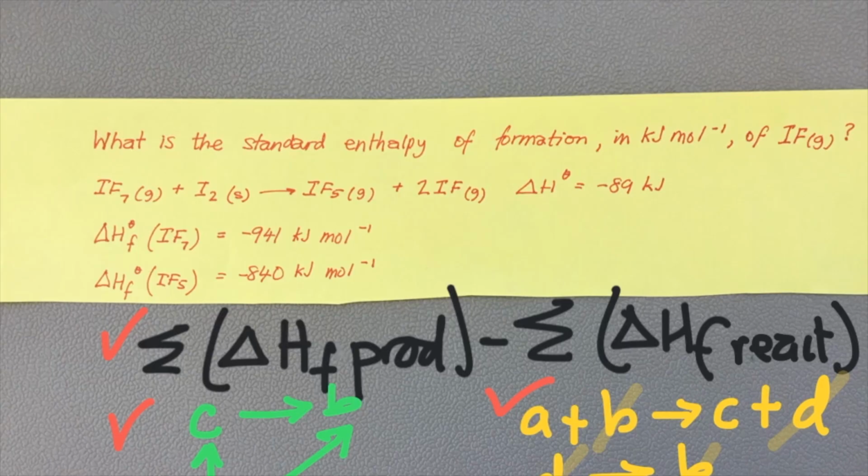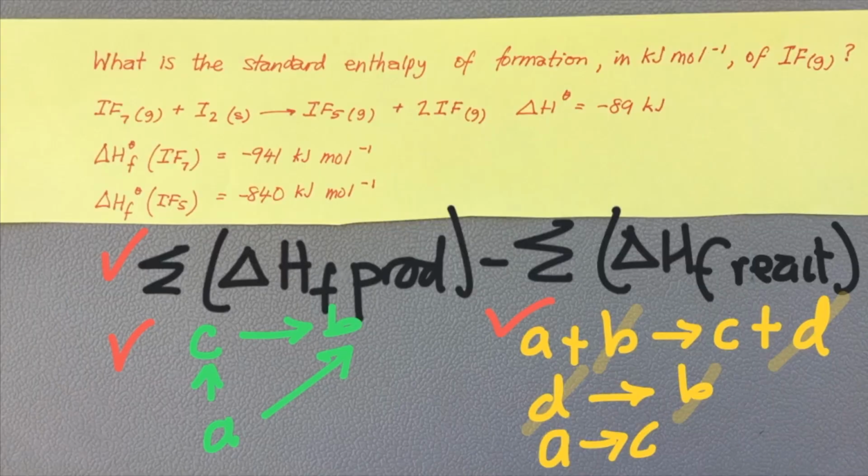Now I'd like you to consider this question. And as you consider it, I want you to be aware that there are 3 possible approaches to solving this question. One involving this equation, another involving this Hess's Law diagram, and the third one involving the cancellation method of rearranging equations. Stop here and try to solve this problem.